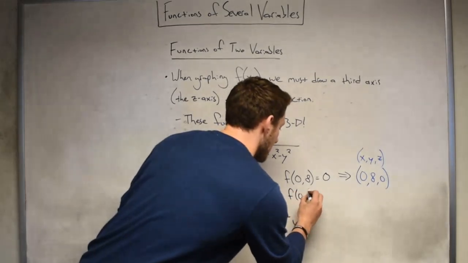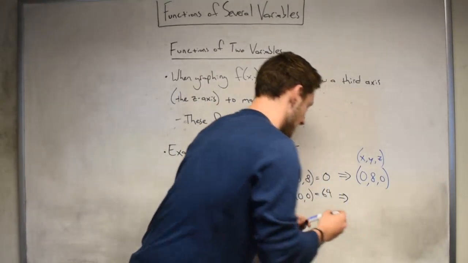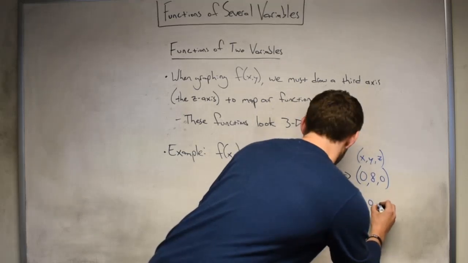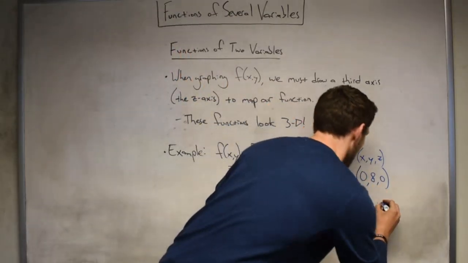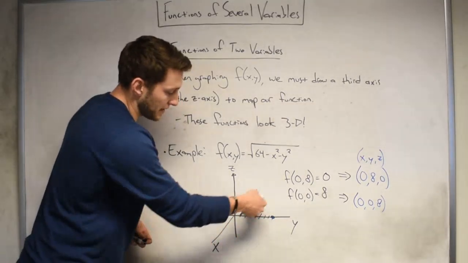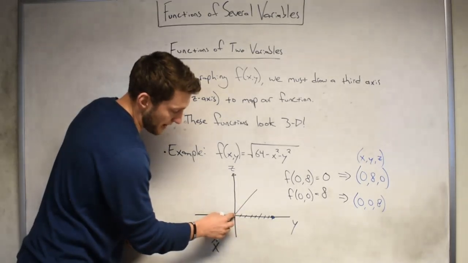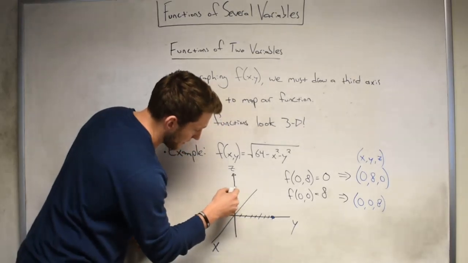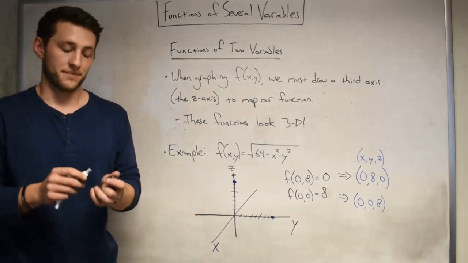f of 0, 0 equals the square root of 64 in this case. Therefore, the point 0, 0, it's not 64, it equals 8. The point 0, 0, 8 is on my graph as well. I go 0 on the x-axis, so I'm stuck at the origin. I go 0 on the y-axis, so I'm stuck right here on this line. And then I go up 8: 1, 2, 3, 4, 5, 6, 7, 8. That point is also on.